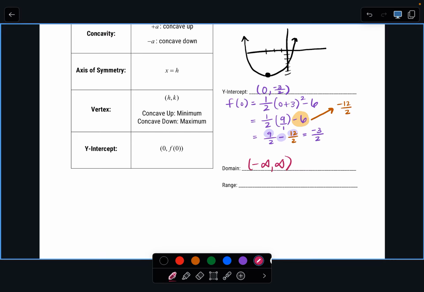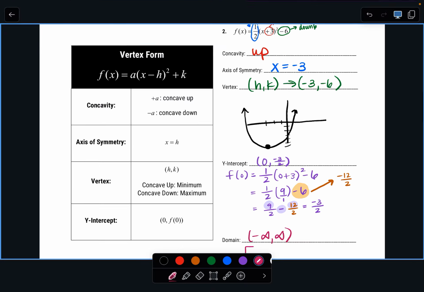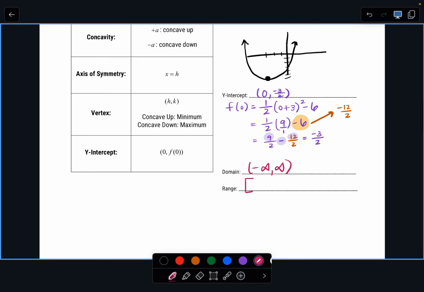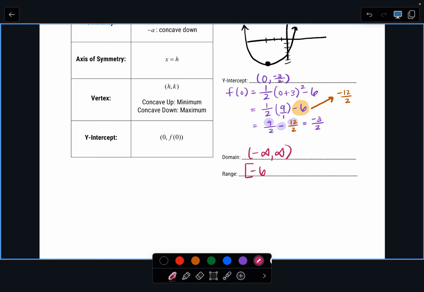For the range. Since this is concave up, the lowest y value is going to be our k value, and that is going to be -6 all the way up to positive infinity. So we're going from -6 to positive infinity.